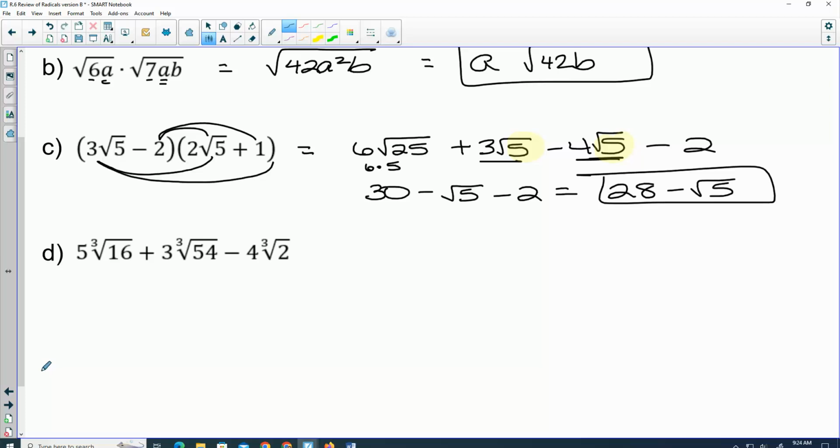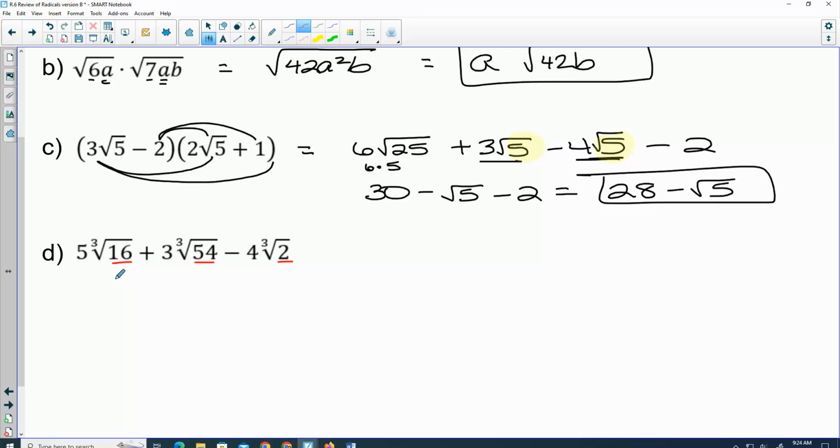Last one. What did I just tell you we had to have before we could add or subtract radicals? Like terms. And what makes them like terms? The number under the radical has to be the same. So if I'm looking, these are all cube roots, but we have three different numbers, 16, 54, and 2. So these are not like terms as it stands right now. I cannot just put them together. So we start by seeing, can I reduce any of these?